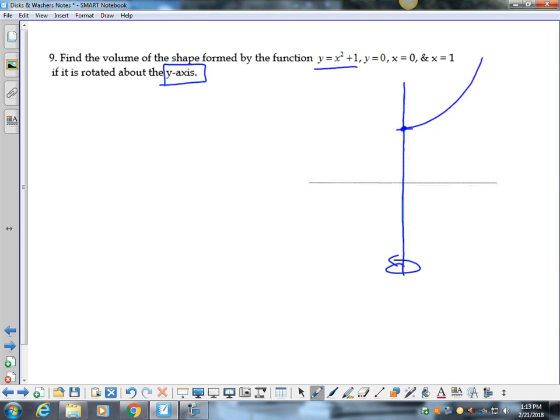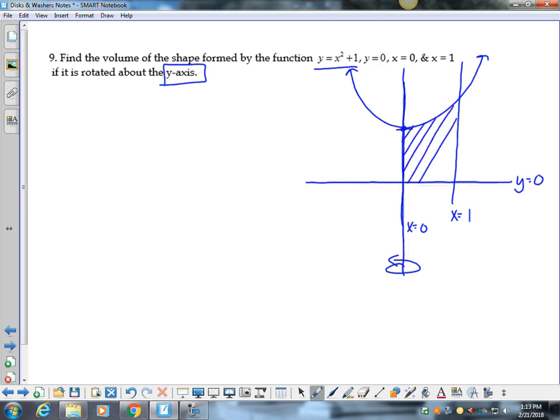Parabola shifted up 1. And y equals 0, which is a horizontal line. And x equals 0, which is a vertical line. And x equals 1, which is a vertical line. So this is my shape. So if I'm going to go on the y-axis, I have to put this guy in terms of y, which means I have to solve for x. And I don't have to put the plus or minus because I'm only on the right side of the graph.